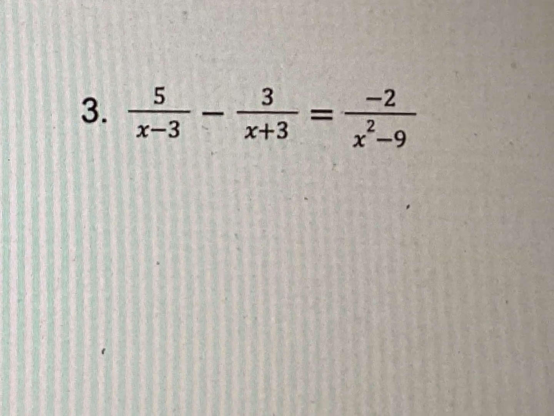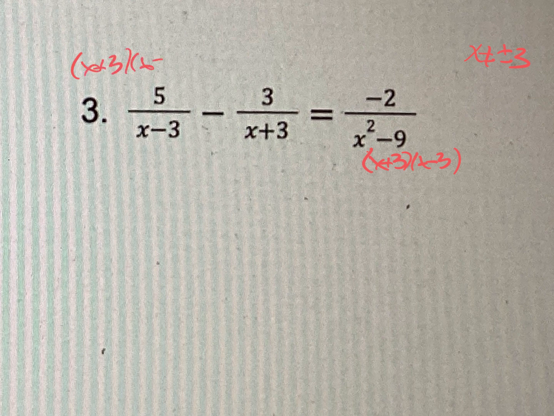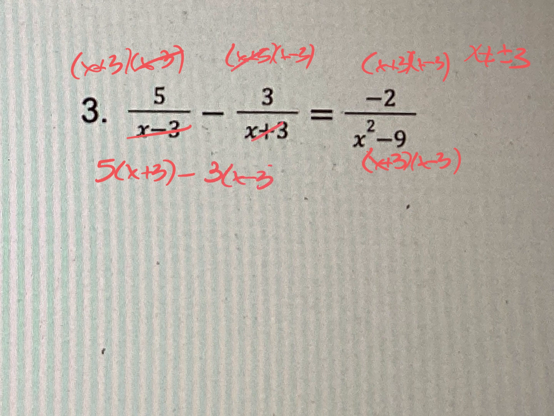Number 3. Last one of these, you've got to start off by factoring. This denominator is x plus 3 times x minus 3, which means my x's cannot equal positive or negative 3 when I get done. So I'm going to multiply everything up there by the LCD, which is x plus 3 times x minus 3, every single term. And watch what happens. This one, the x minus 3's cancel. That leaves me 5 and an x plus 3. On this one, the x plus 3's cancel, which leaves me a negative 3 times x minus 3. And the good news on the last term, everything cancels. It just leaves me negative 2.